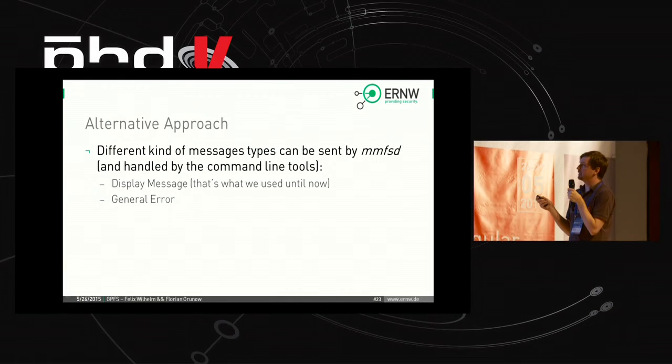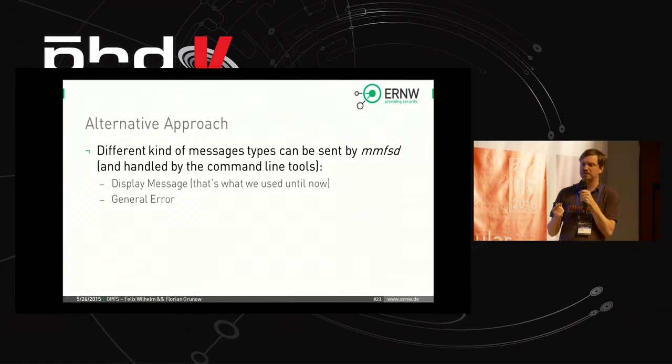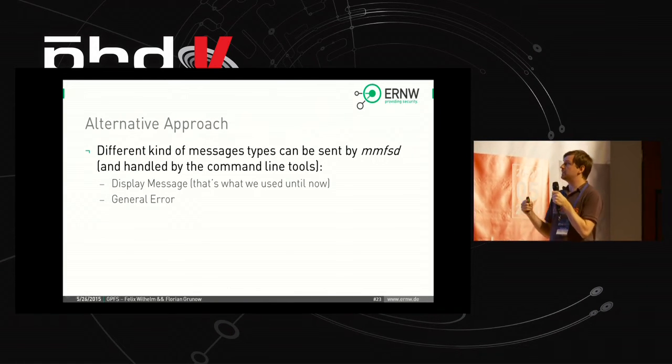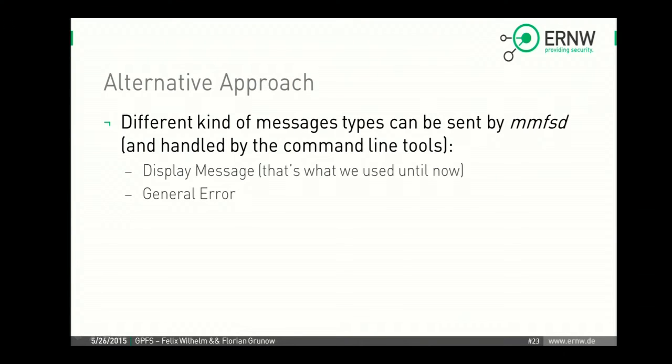But then we came up with an alternative approach. By reversing the binary a little bit more, we found out that the communication between MMFSD and TS status is using different kinds of message types. The first message type that we were using was display message. It just does what it says, it displays the message. Then you have general error. We didn't even take a look at this one. I have no idea what it does actually. It works a little bit like display message, but we didn't look at this.